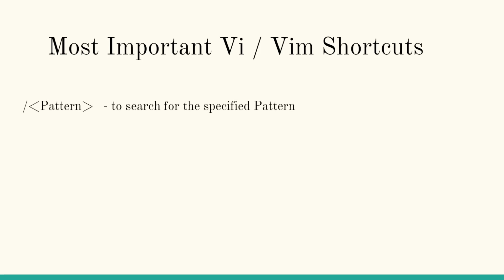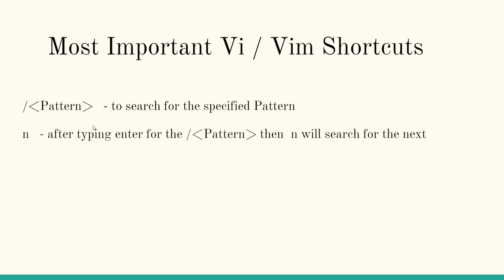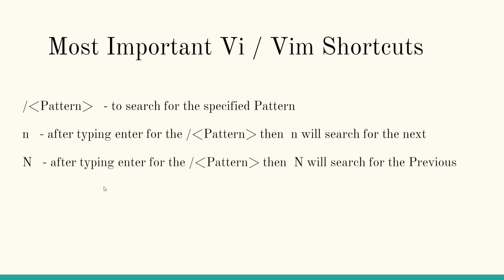Now we have using the slash to search for a specific pattern. You type slash and then your pattern, press enter, then n will search for the next match. It is similar to Control F, find the specific text, press enter. It's the same thing, but we use the pattern and n. So n for the next, and capital N, Shift N, will go to the previous.